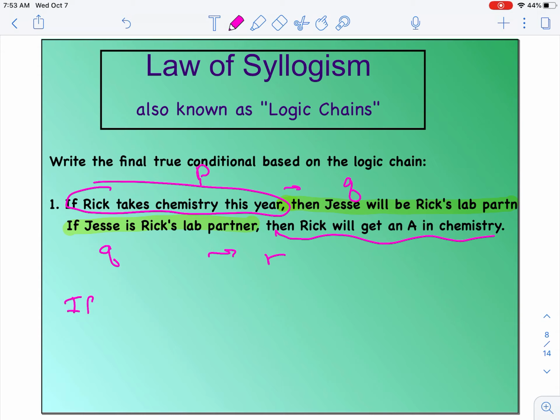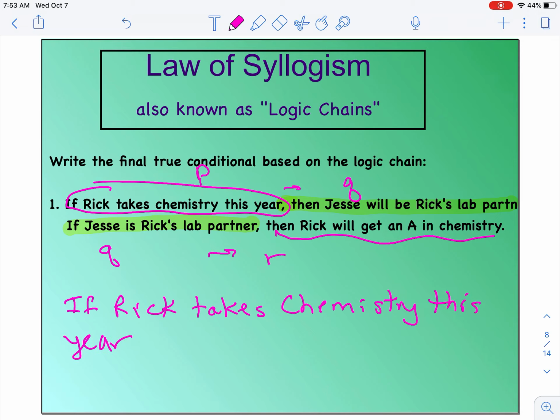But how we would write this final conditional is we take the first hypothesis in order. If Rick takes chemistry this year, so that's our original, then Rick will get an A in chemistry.